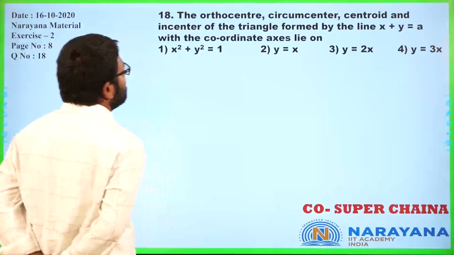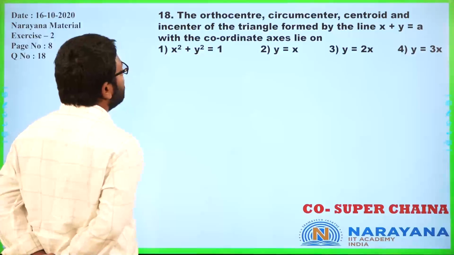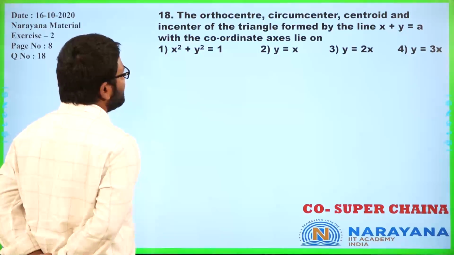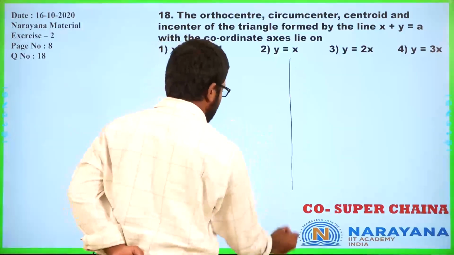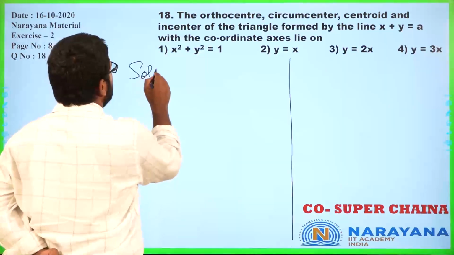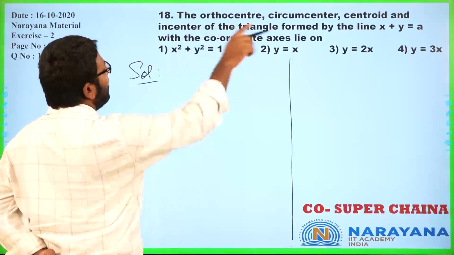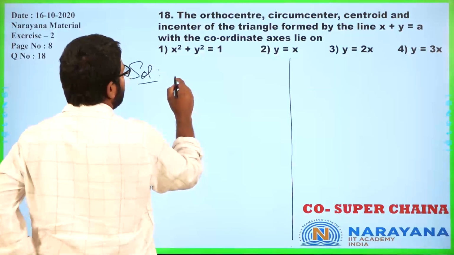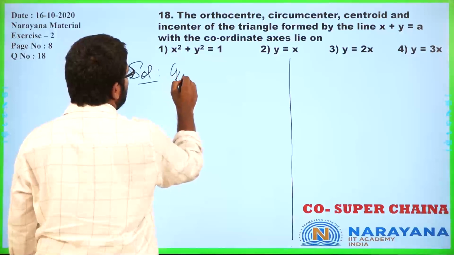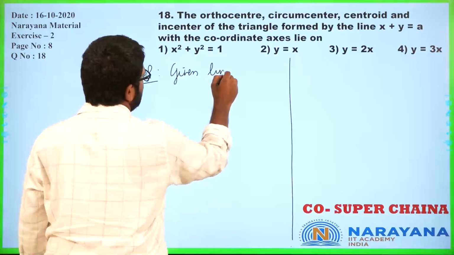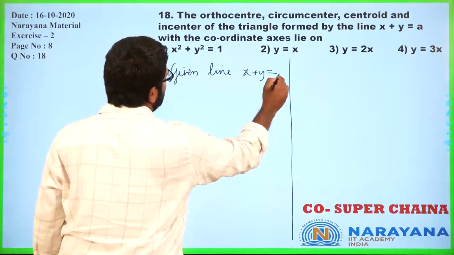The orthocenter, circumcenter, centroid and incenter of the triangle formed by the line x plus y equal to a with the coordinate axes lie on what? So we have a line given: x plus y equal to a.